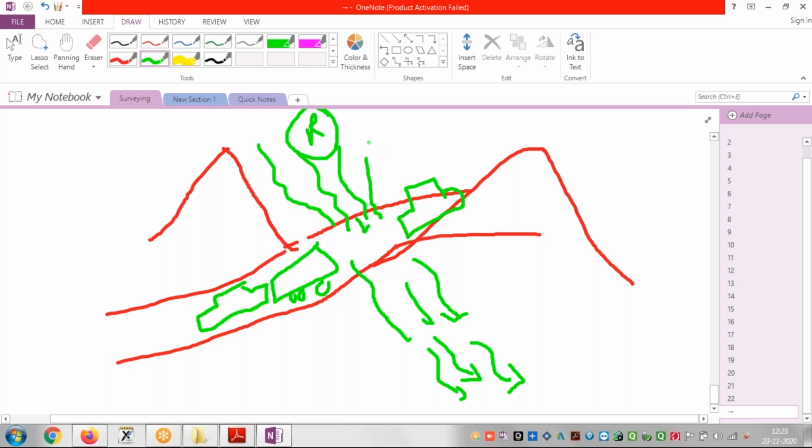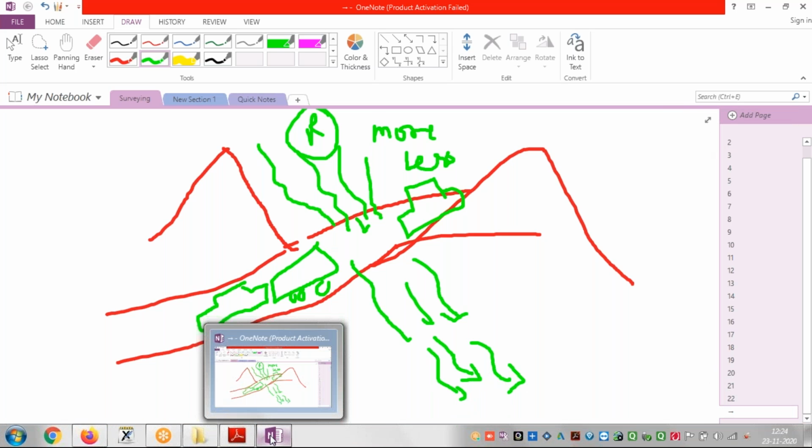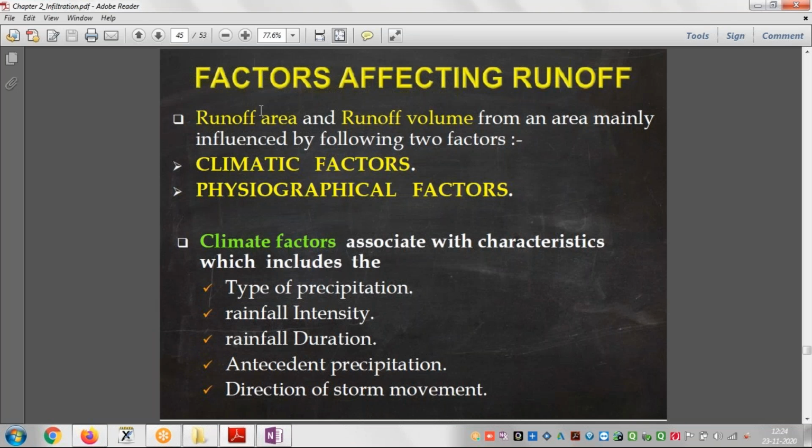Runoff is coming, but runoff may be more, or it may be small or less, right? It may be very huge, it may be very less, but how can it be? The question is how it can be very high or very small. So it depends on some factors. So what are those factors? Some of the factors are given here, so first of all, we will try to understand.